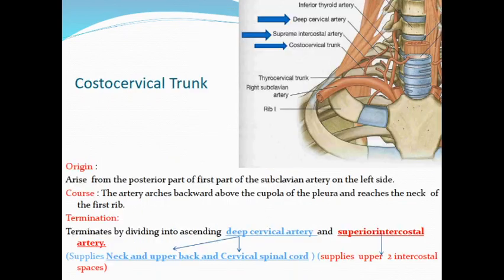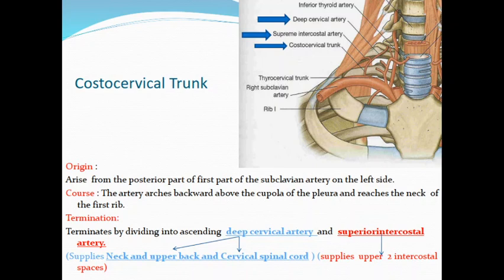Now the costocervical trunk. Origin: it arises from the posterior part of the first part of the subclavian artery on the left side. Course: the artery arches backward above the cupola of the pleura and reaches the neck of the first rib. Termination: it terminates by dividing into the ascending deep cervical artery and the superior intercostal artery.